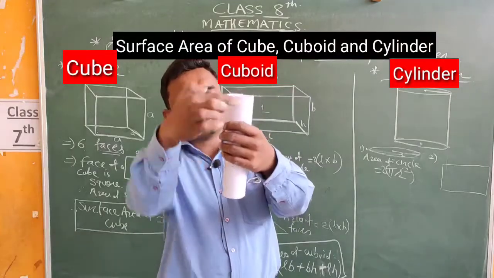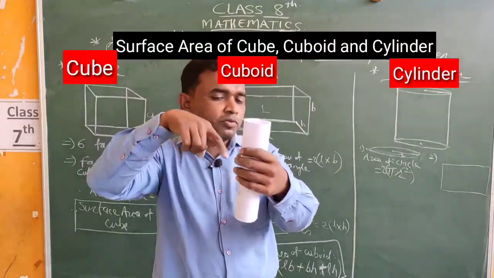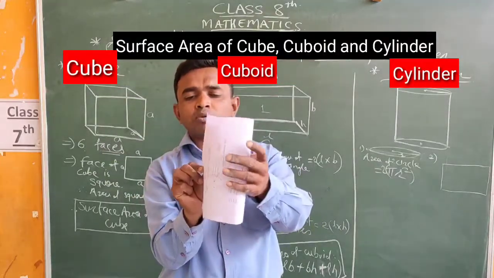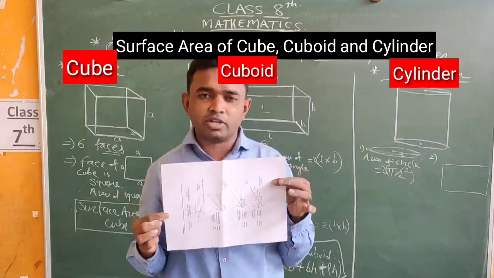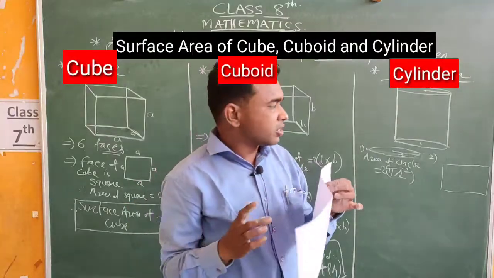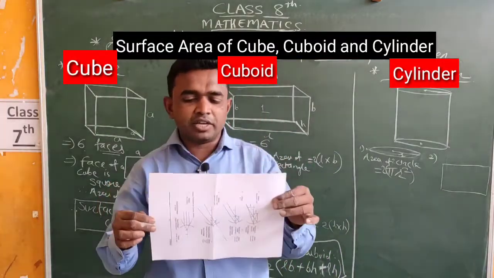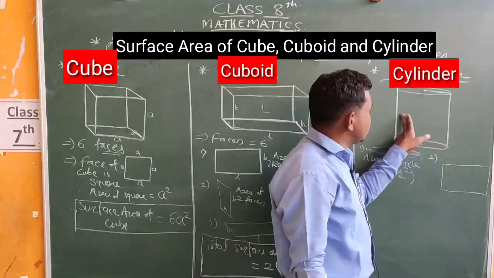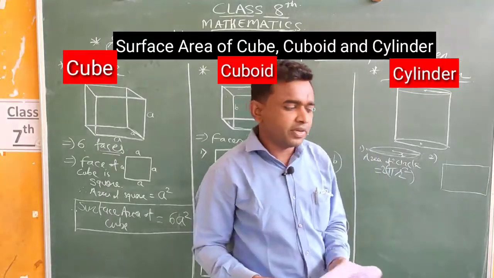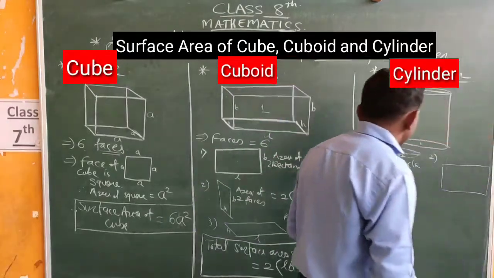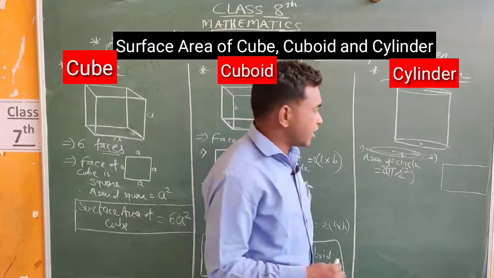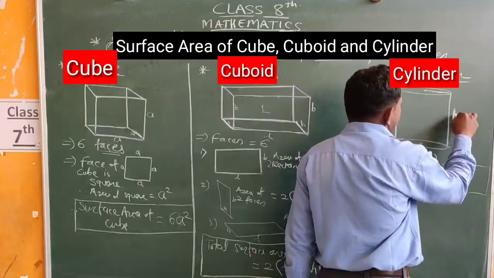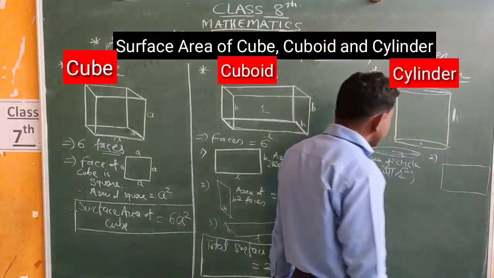Means to find out this total area, we must find out the area of this rectangular page. Understand? When we find out the area of this rectangle, we also get the area of this part, that is the total surface area. This is a rectangle, and it has the height. So what is the formulation?